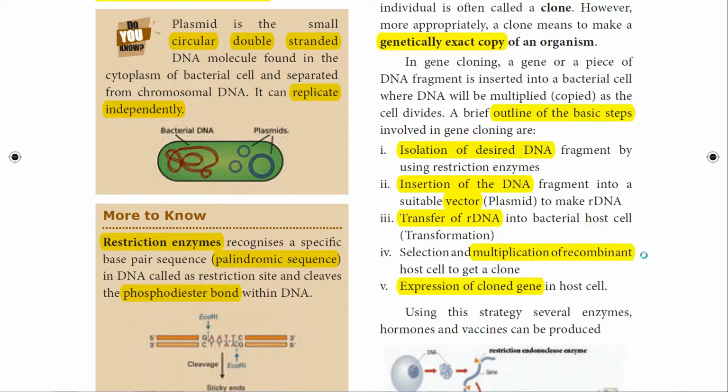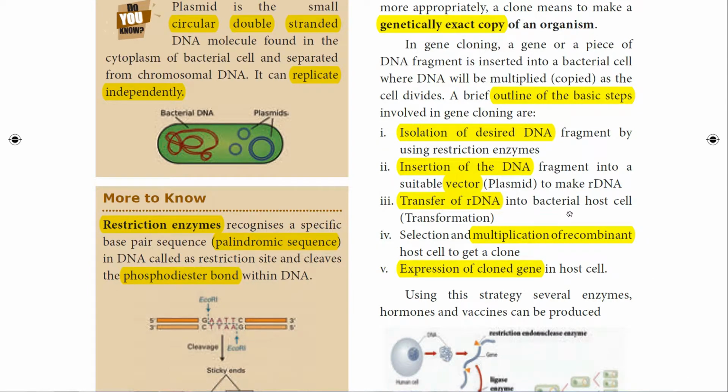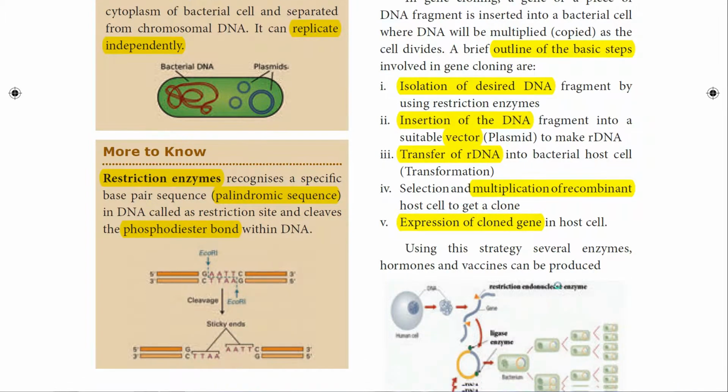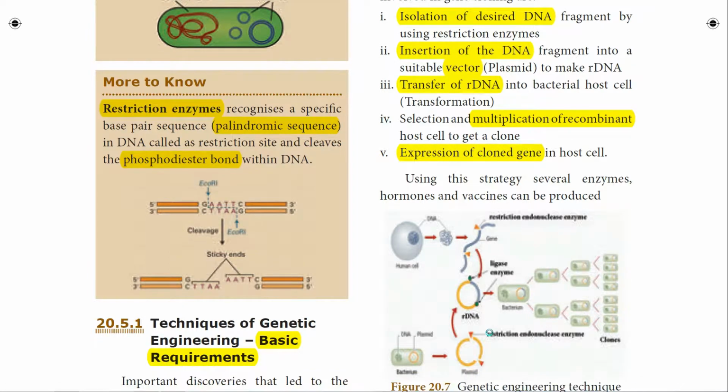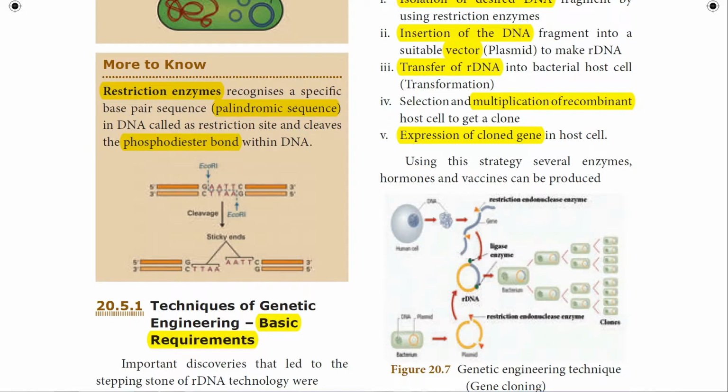Then this recombinant DNA must be transferred into the bacterial host cell, because only when they are inside the cell can they replicate, multiply and make more copies. The next step is the selection and multiplication of the recombinant host cells to get the clones. Finally we get the expression of the cloned genes in the host cell. These are the steps. Using this recombinant DNA technology of genetic engineering, we can prepare several vaccines, enzymes and hormones.